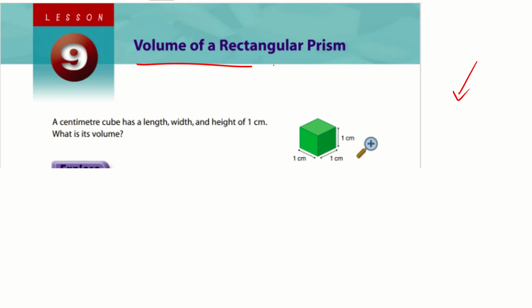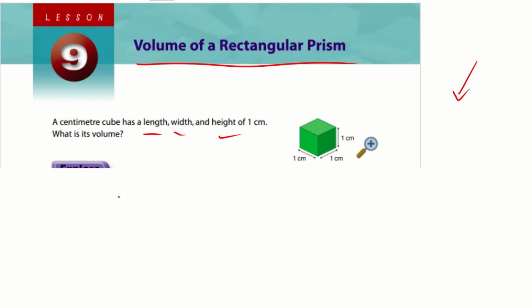So we're gonna look at volume of a rectangular prism only, okay? Here it says a centimeter cube has a length, width, and height of 1 centimeter. What is the volume? I'm gonna go through two formulas right now to help you, all right?